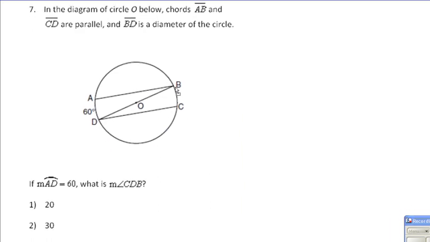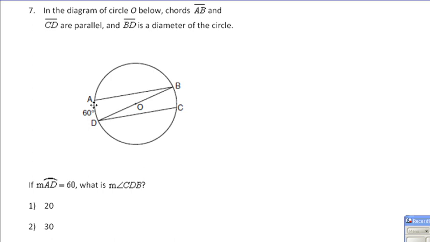Alright, so here we have AD is equal to 60. What is CDB? CDB will be this angle. But that is the same as this angle because of the inscribed interior angle. But that is half of this angle. So this blue angle must be 30.